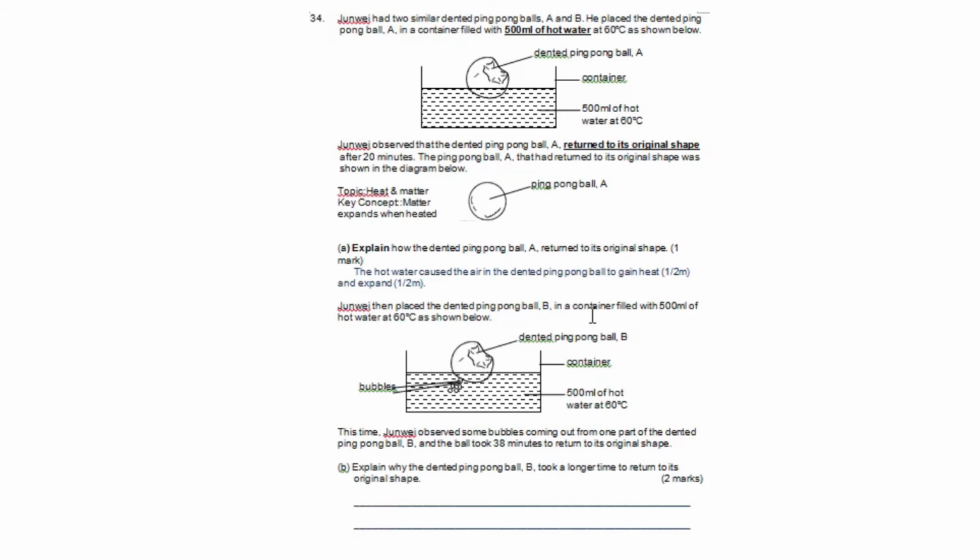Again, it is the same container, the same water, the same temperature of the water. Now, this time he observed bubbles coming out. This is a clue telling you that bubbles are coming out from one part of the dented ping pong ball. It's just a little part that you see over here, and there's bubbles.